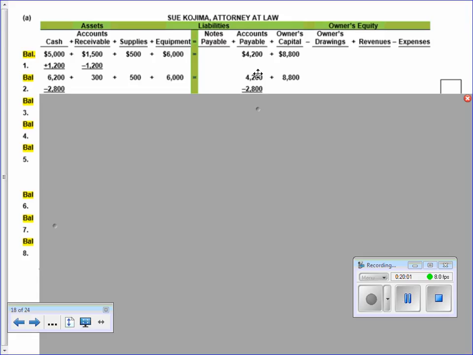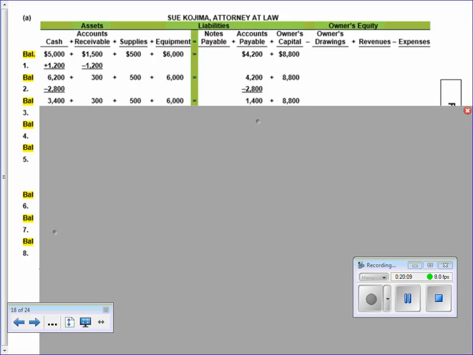Believe me, you'll get to do this on your own at the end of problem B set. You'll be on your own for the test. So you can practice your math skills then. Here are your totals. Why am I bringing 300 down and 500 down and 6,000 down and the 8,800? Because those balances remained unchanged and we're just bringing them down.